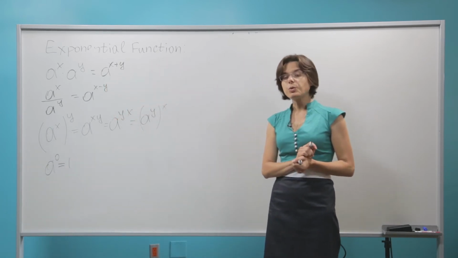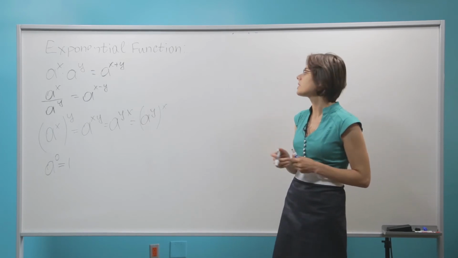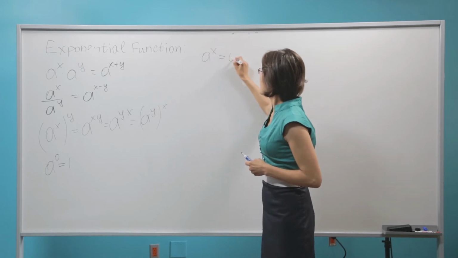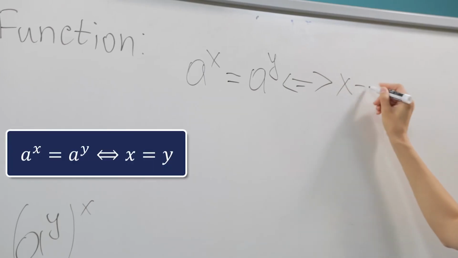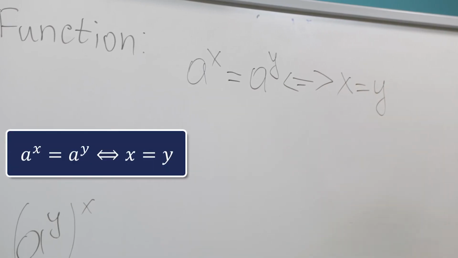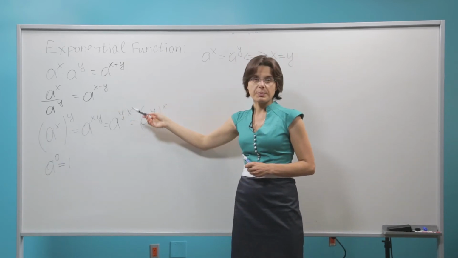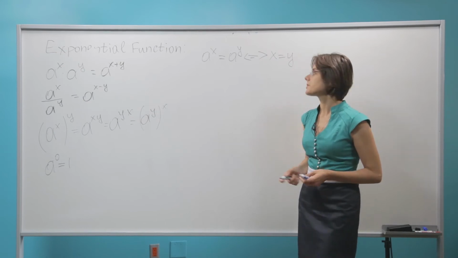And one more property which is important for solution of equations is that a to the power of x is equal to a to the power of y whenever x is equal to y. This allows us to work with the same base of the exponential function, base a. What happens if we have a few different bases?